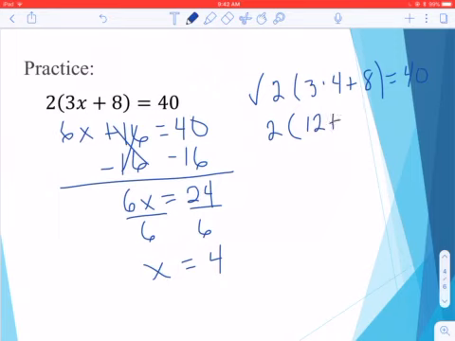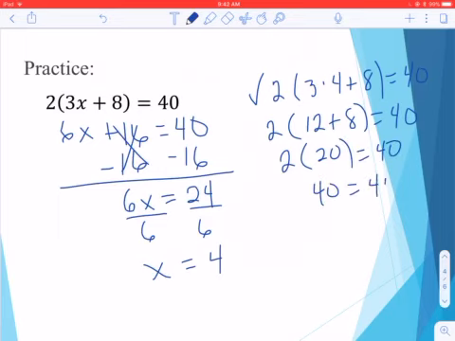Then our check becomes 2 times 3 times 4 plus 8 is equal to 40. 2 times 12 plus 8. Do the parentheses, 2 times 20. So yes, we have 40 equals 40. So I hope you guys are doing okay with this.